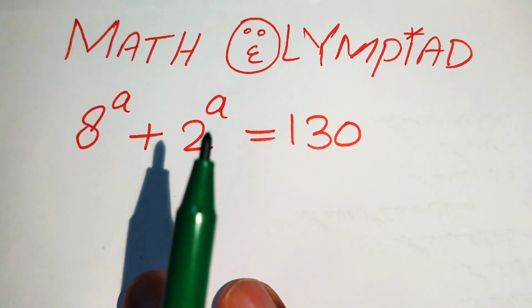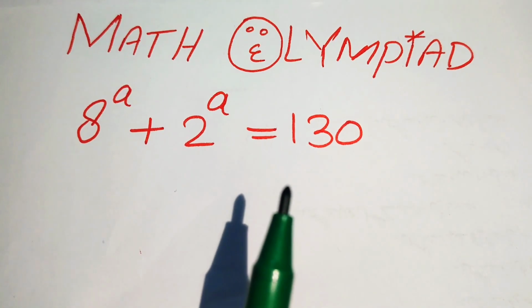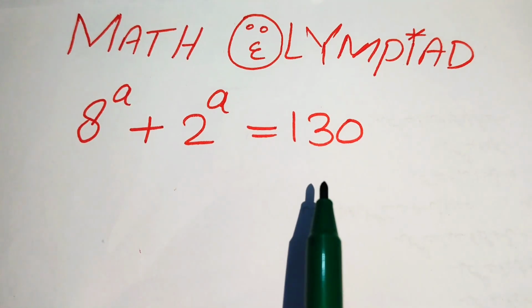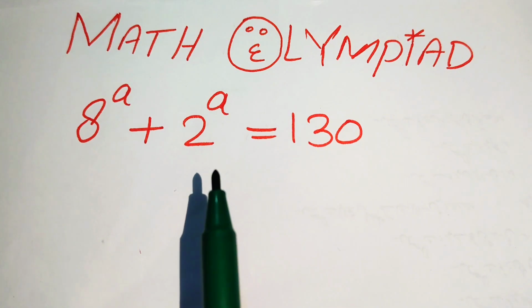Hello everyone, welcome to solve this math Olympiad algebra problem, and here we have 8 to the power of a plus 2 to the power of a equals 130, and here we solve this problem for the real values of a.